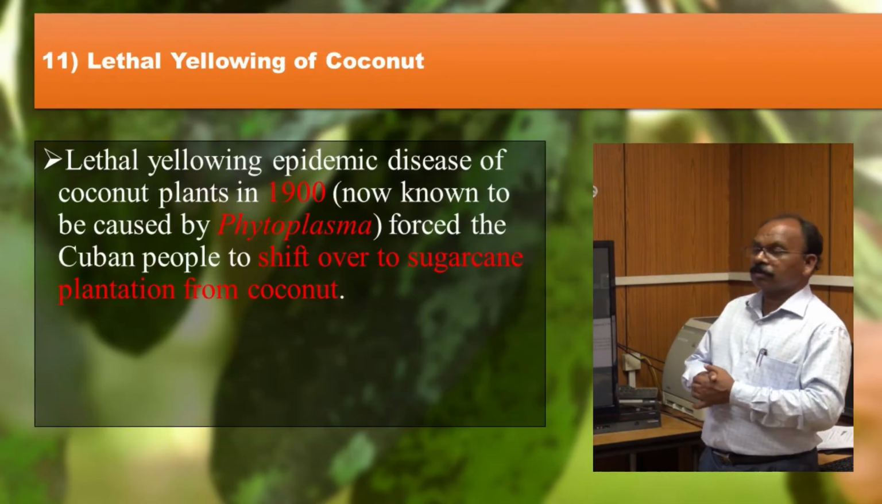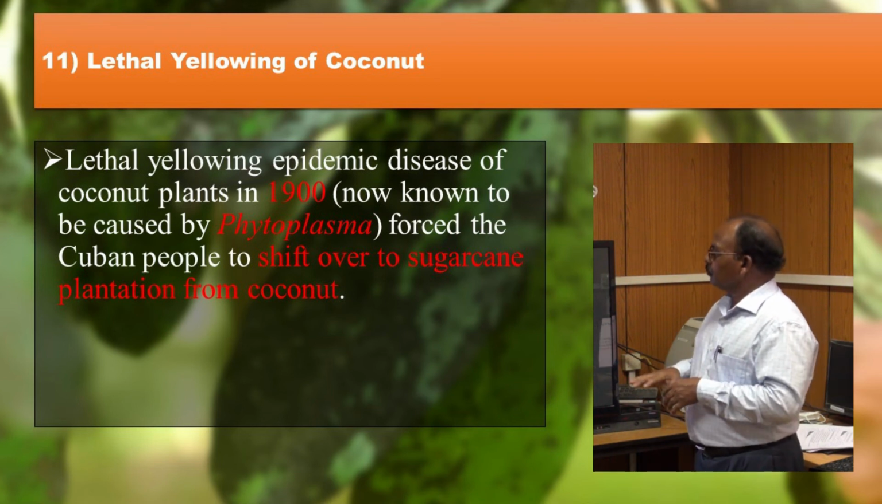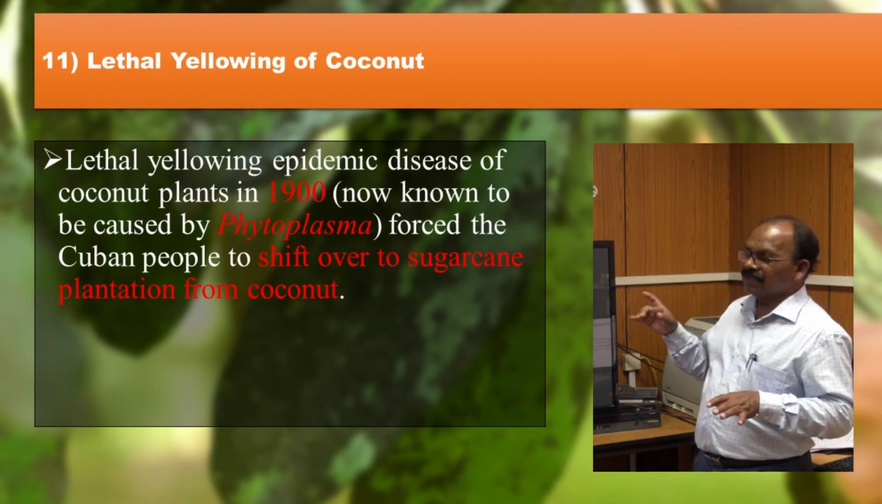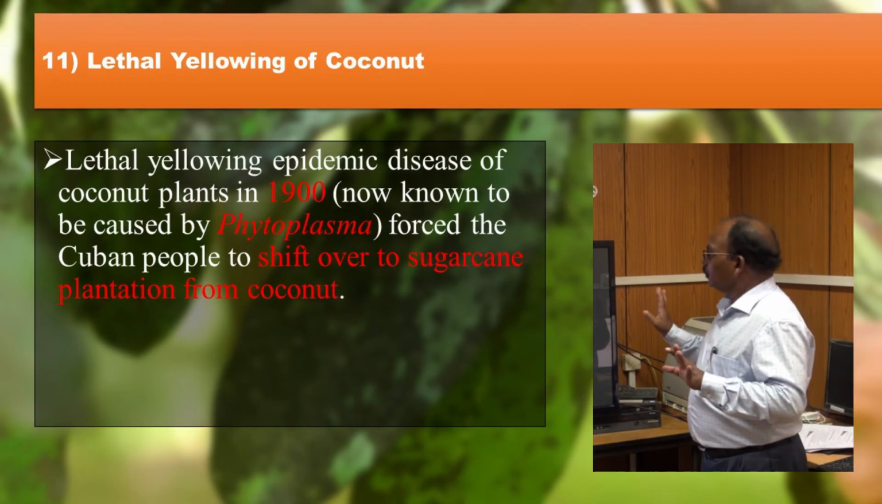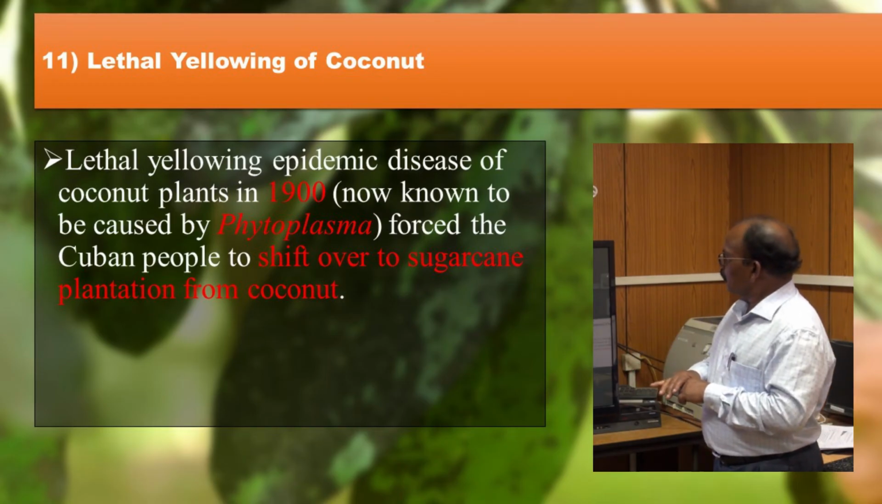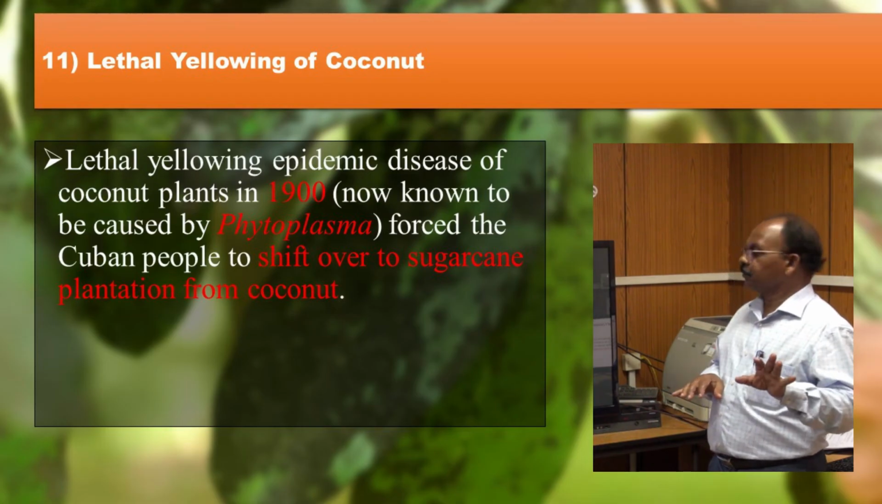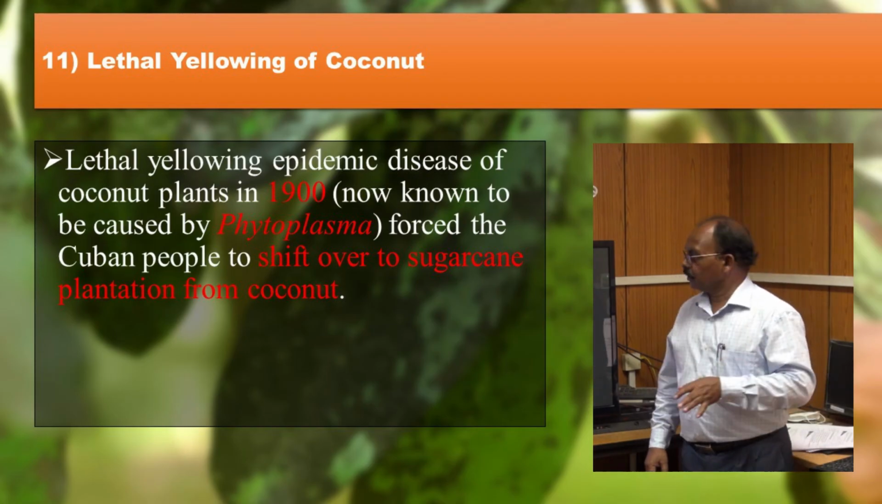Lethal yellowing of coconut. This is one of the phytoplasmal diseases caused by phytoplasma. Phytoplasma is a wall-less prokaryote. Lethal yellowing occurred in 1900 in Cuba, and this disease forced the Cuban people to shift over to sugarcane plantation from coconut.